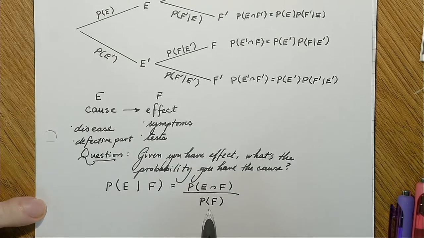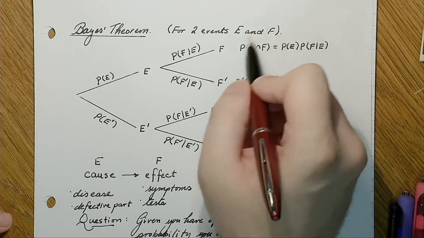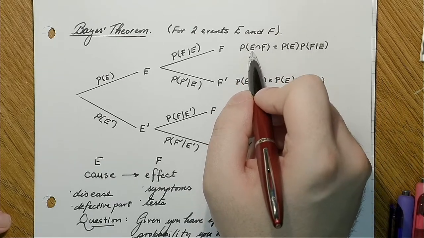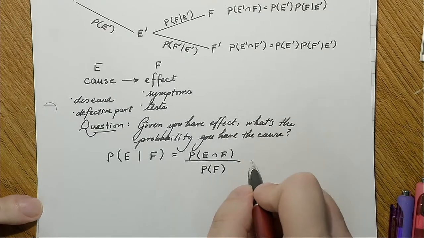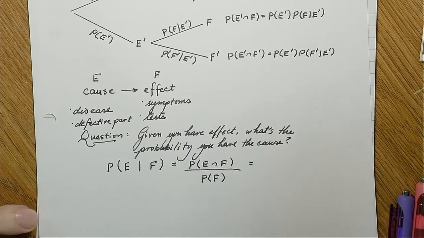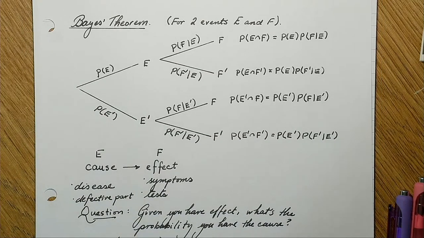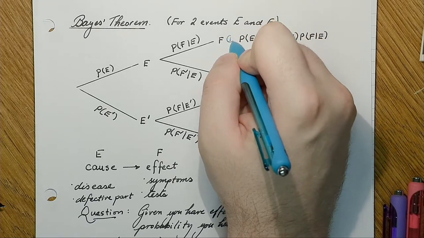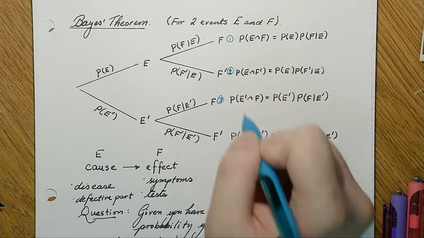But you might be asking me, how are we going to calculate the probability of F? We can calculate the intersection of E and F. But how do we calculate F? Well, what I'm going to do then is show this. I'm going to label these as branch 1, 2, 3, and 4.